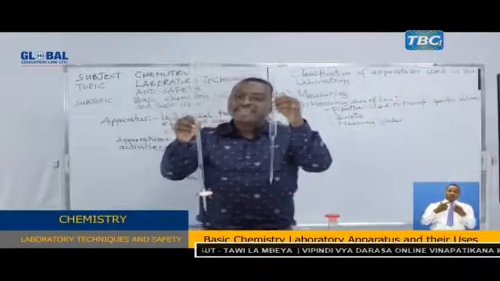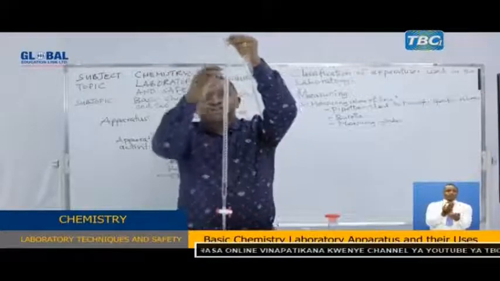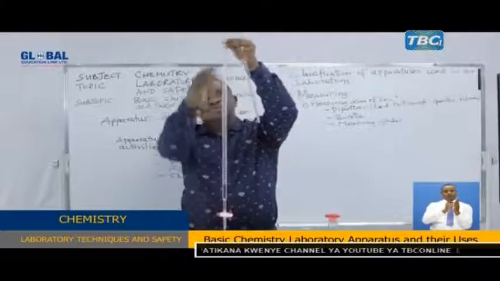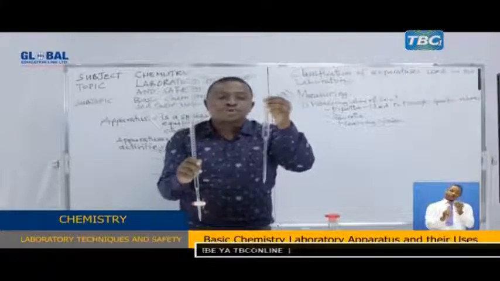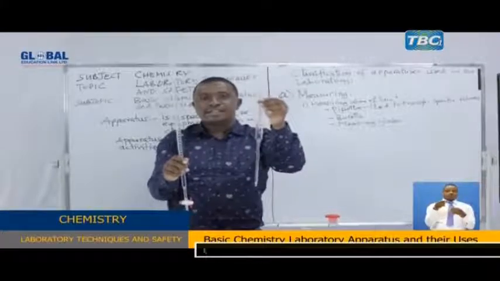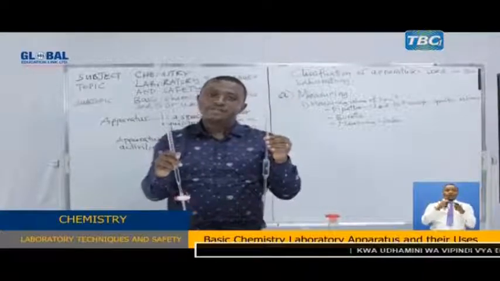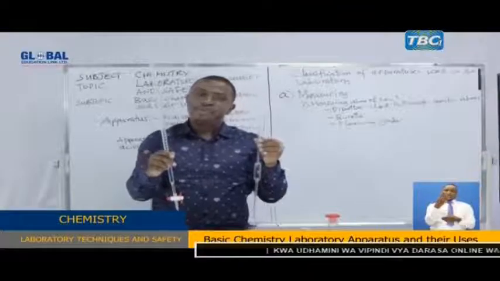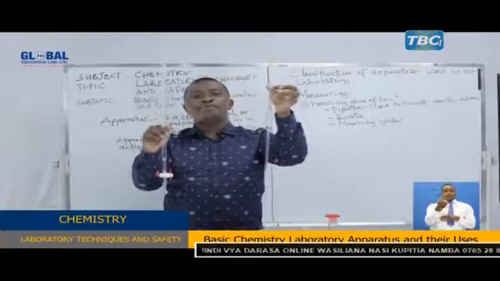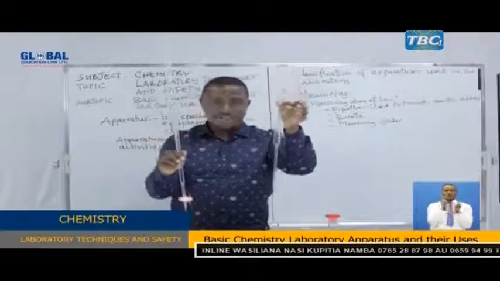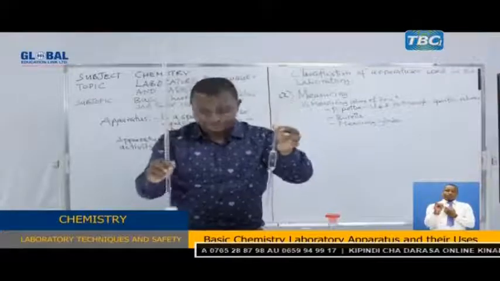While this one measures accurate volumes because it has been calibrated. You can see the calibrations here, from 0 to 50. So please, you should not confuse the two apparatuses. Also, a burette can be of different sizes. You can have a burette of 25, a burette of 50, or a burette of 100. Both are made of glass. Both are glasswares. Now class, this is a pipette and this is a burette.